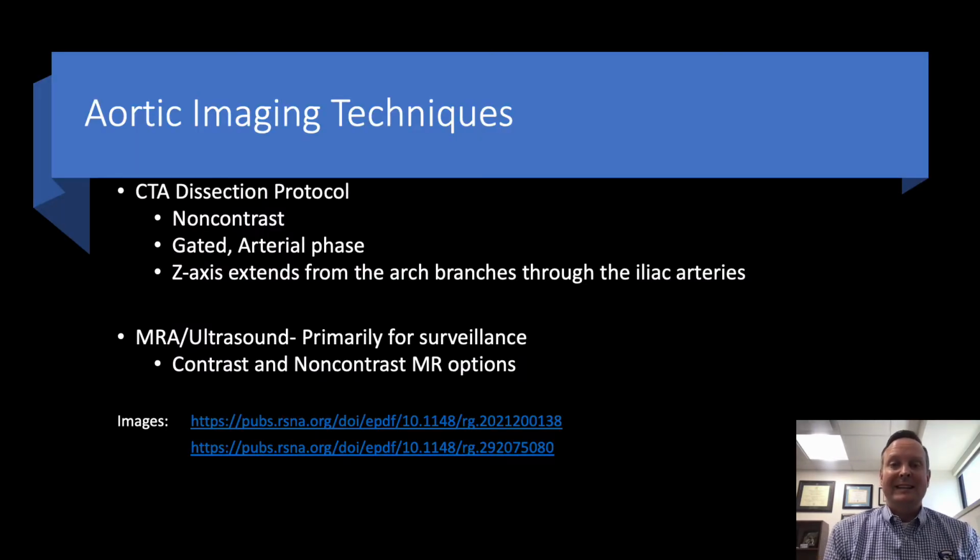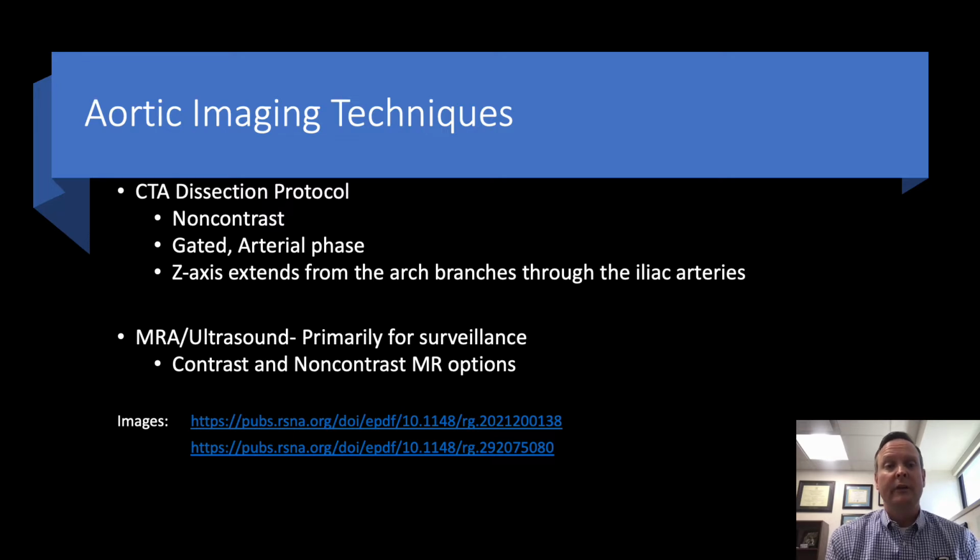Aortic imaging techniques are important to follow to adequately assess for aortic disease. In this session, we're going to talk exclusively about CTA imaging of the aorta. You can also image the aorta with MRA and ultrasound, although those are generally for surveillance. For CTA imaging, it's important to first start with a non-contrast study. This allows for evaluation for intramural hematoma.